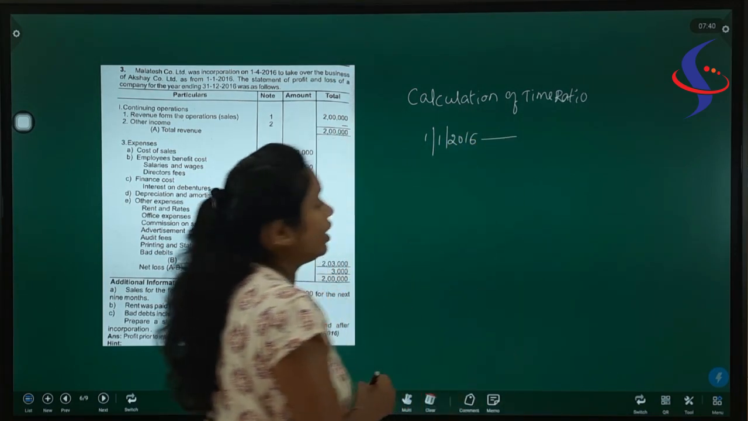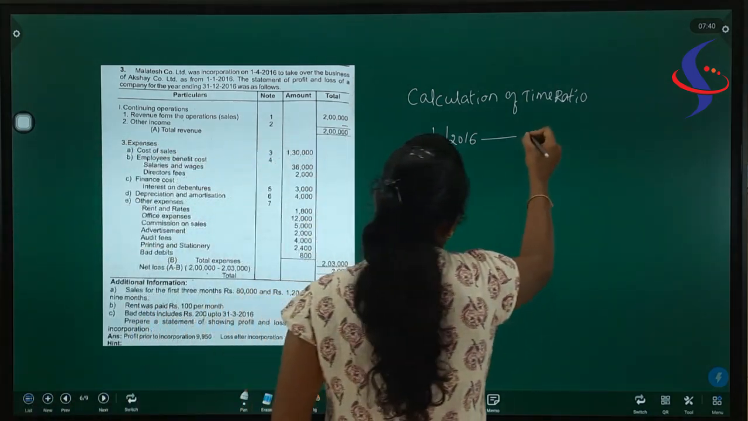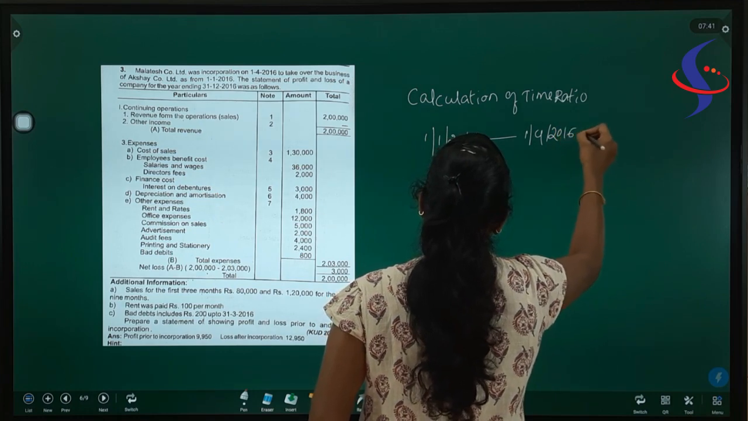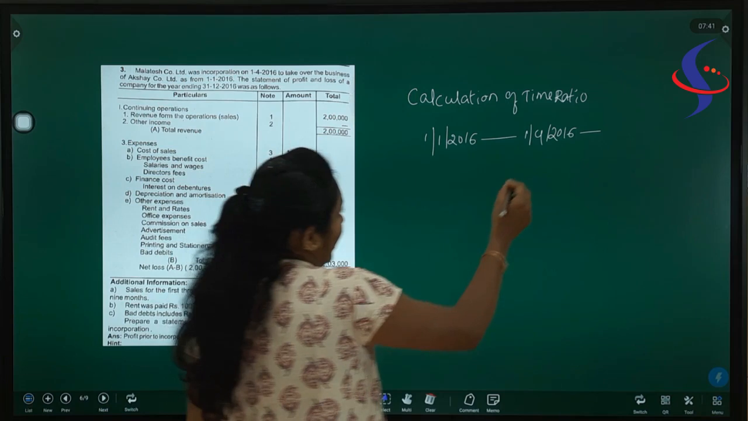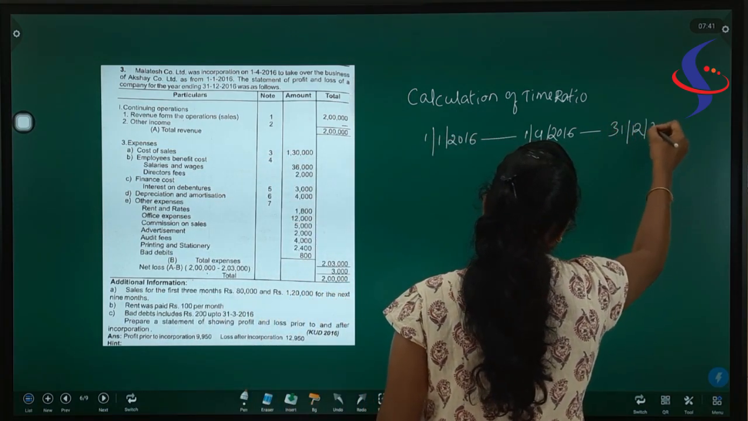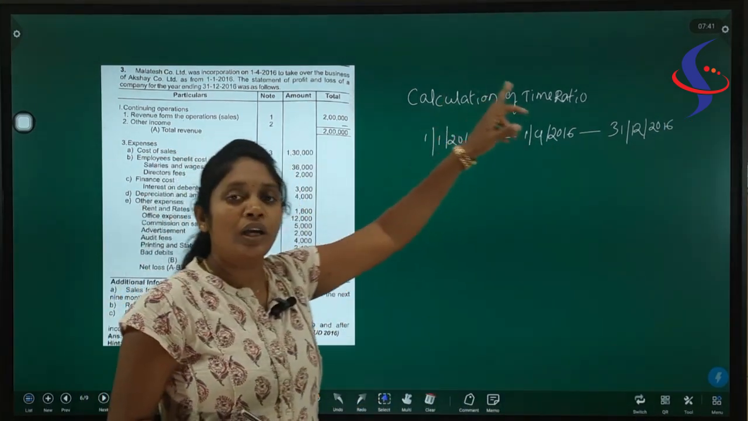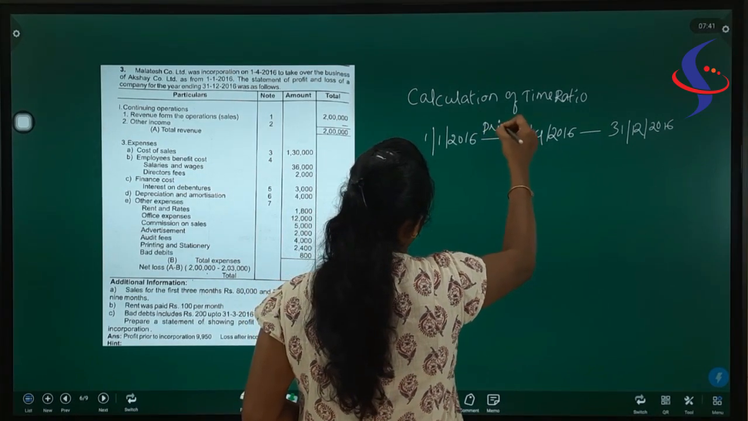In order, the first will come 1st January 2016. This is the date on which the company was purchased. The next date is 1st April 2016, and this is the date on which the company is legally incorporated, and the closing date of the year is 31st December 2016. From purchase date to incorporation date, we call this the prior period.